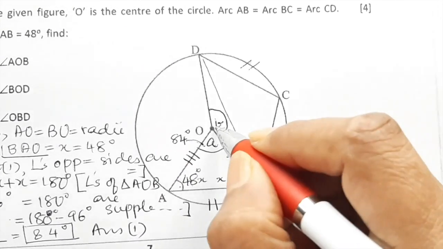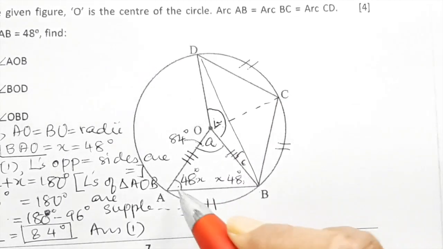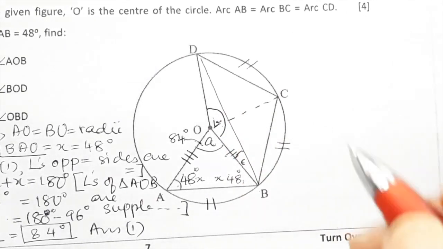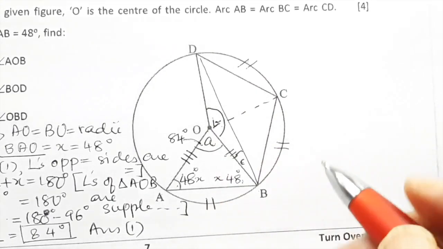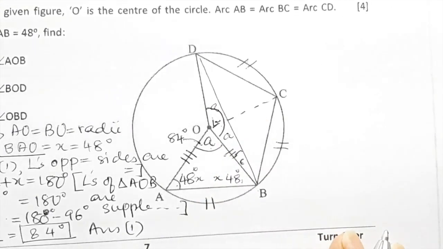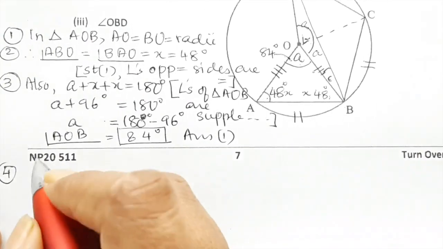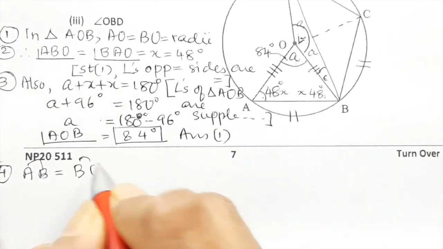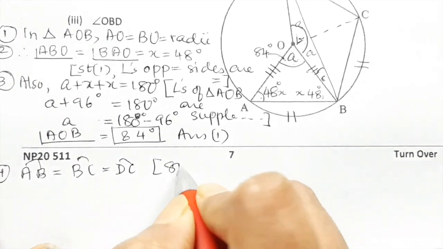Okay, now we have to come to this angle. So we will have to do this construction, join OC. So you will see that arc AB, arc BC, arc CD, they are equal. So they will subtend equal angles at the center. So if this is A, this will be A and this also will be A. Correct? So let us write that. Statement number 4. Arc AB equal to arc BC equal to arc DC. This has been given.